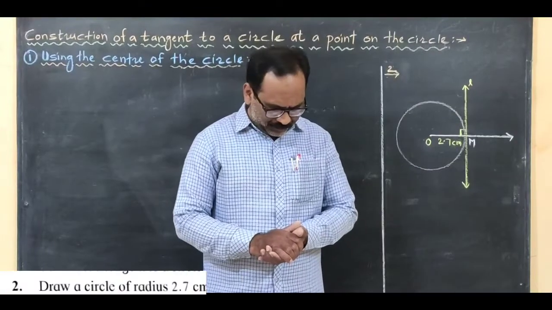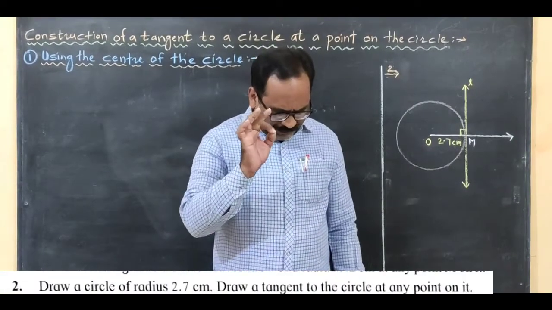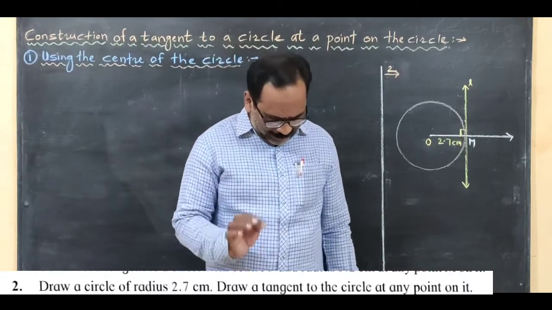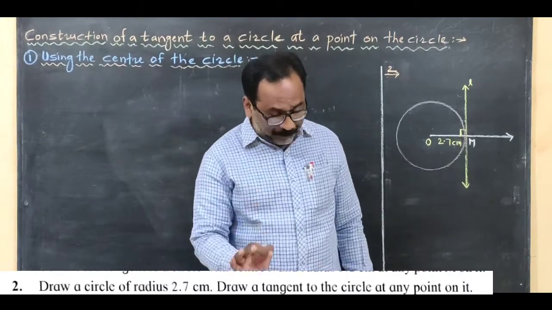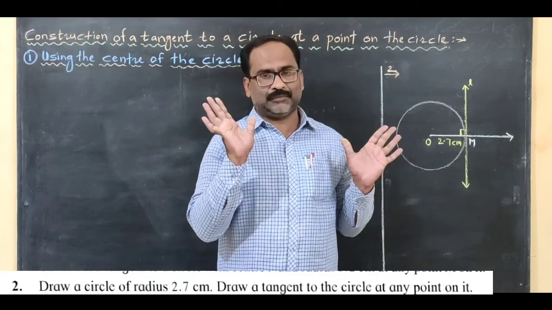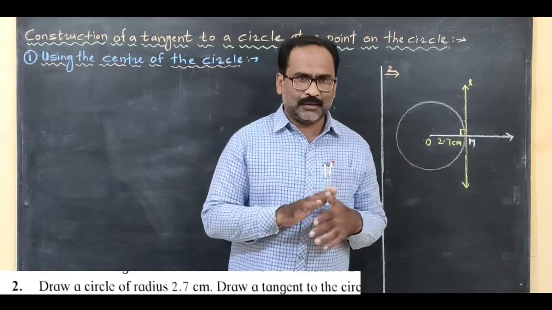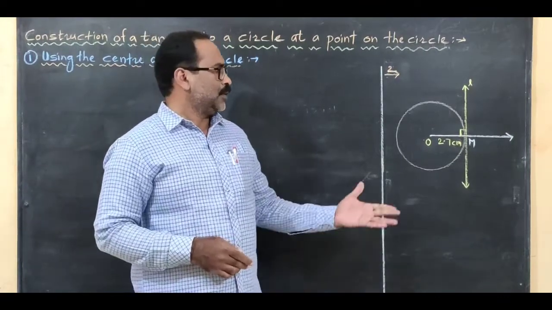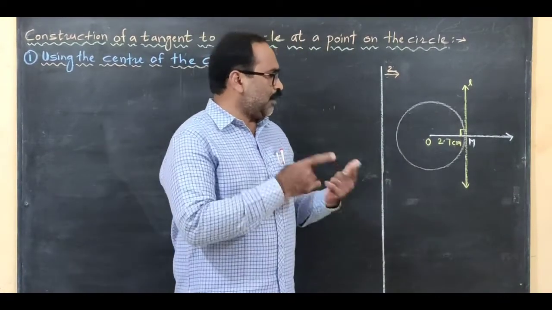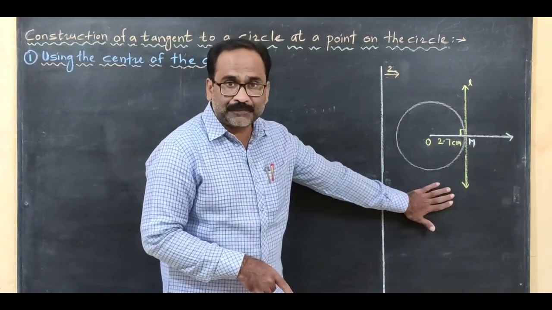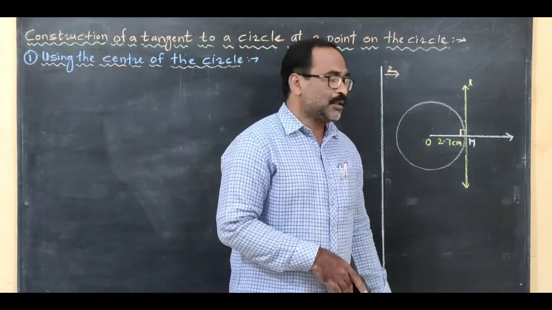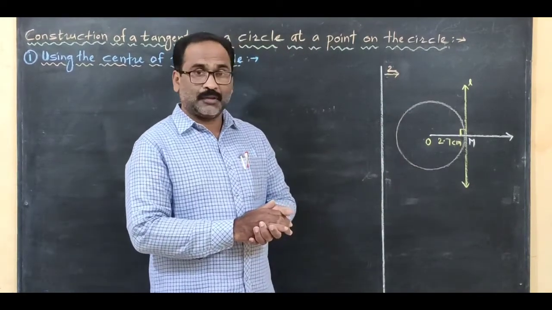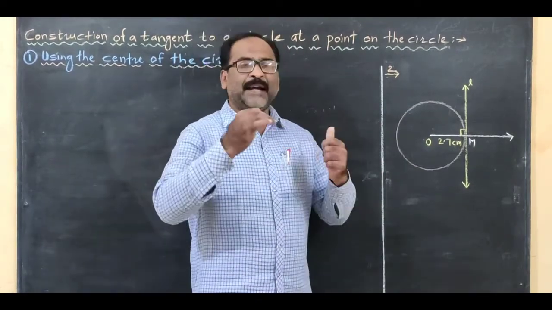Second question: draw a circle of radius 2.7 centimeter. Draw a tangent to the circle at any point on it. This question is on the same construction. The figure of this question is like this. First we draw a circle of radius 2.7 centimeter. The center of the circle we take as O.